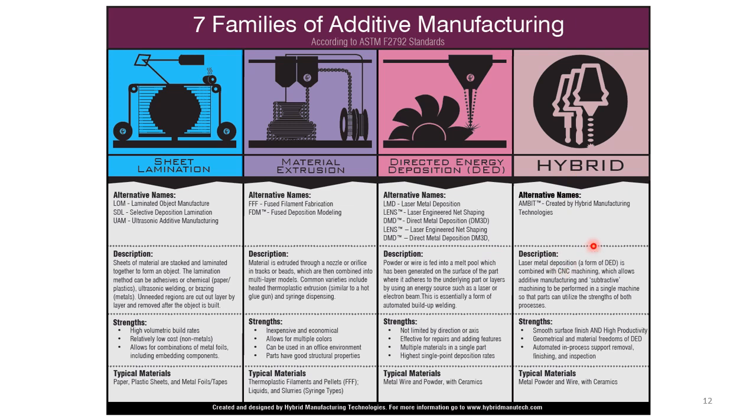Okay. Next one is the alternative method, the hybrid method created by hybrid manufacturing technologies. Here laser metal deposition, a form of DED, is combined with a CNC machine, which allows additive manufacturing and subtractive manufacturing to be performed in a single machine, so that parts can utilize the strength of both processes. Typically metal powder and wire with ceramics are used. These are mainly to give additional information on how additive manufacturing has been divided into 7 families.